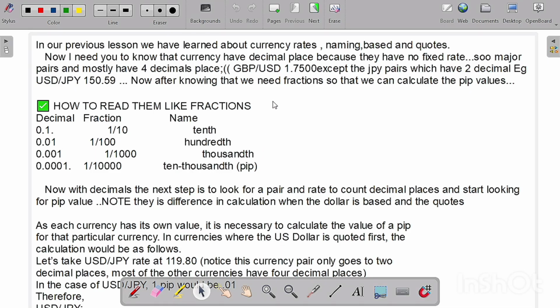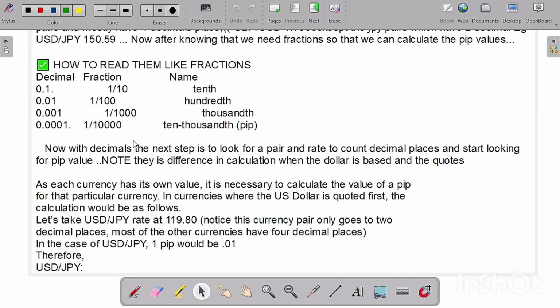So let's go on. This is a little explanation so that everyone can understand. Now with decimals, the next step is to look for a pair and count the decimal places and start looking for the pip value. Note there is a difference in calculation when the dollar is the base and when it is the quote. When the dollar is the base currency, the calculation is different from when it is the quote currency. We'll start when the dollar is the base currency.